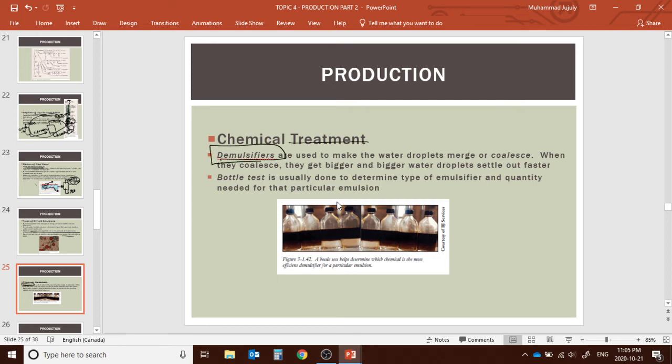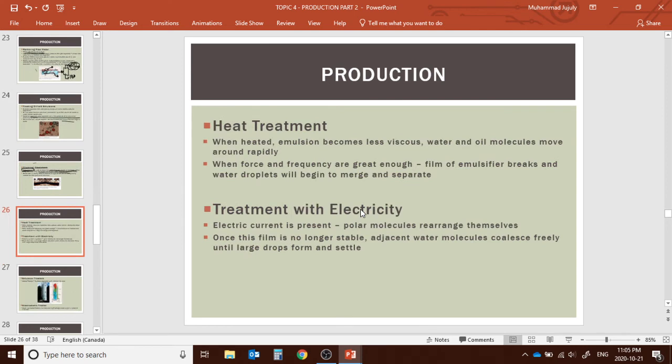It's a type of chemical treatment that is used to make the water droplets merge or coalesce. When they coalesce, they get bigger and bigger, and the water and the oil get separated. Okay, so this is how we can do that. Or we can also do the heat treatment. If you heat the whole solution to a certain temperature, then the water can be removed. But it depends on the constituent of the emulsification.